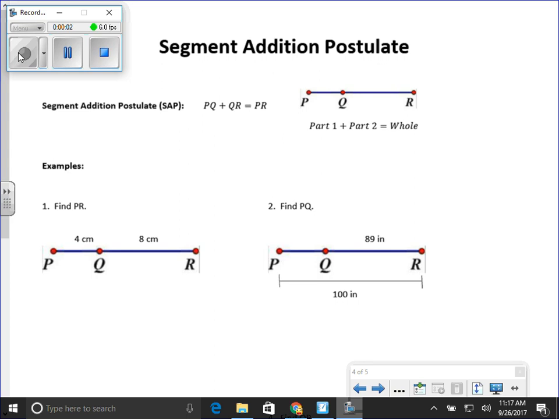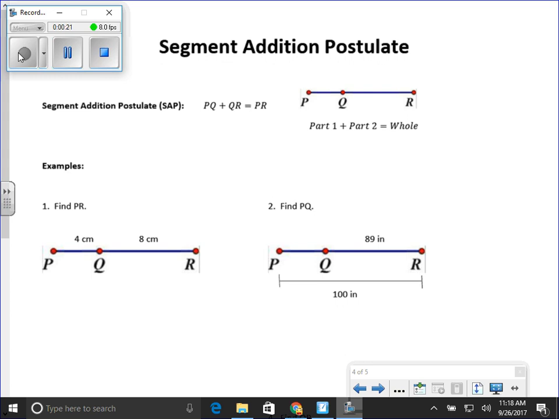All right, so here are the notes on the segment addition postulate. Right here, the segment addition postulate, and we're going to call it SAP because I don't like to write all of that, okay? So if I look at this picture here, this P, Q, and R with this line segment, I'm going to tell you that PQ plus QR equals PR, right?